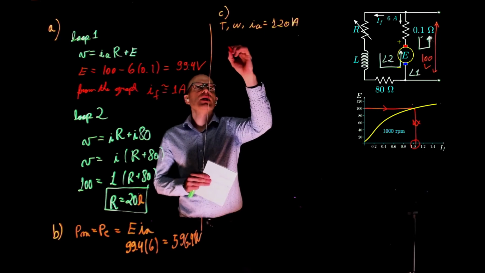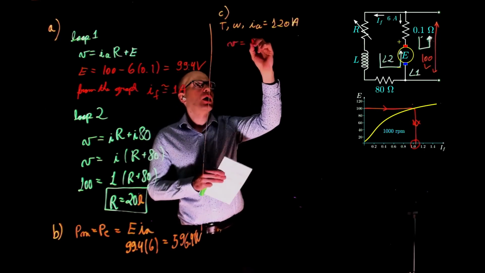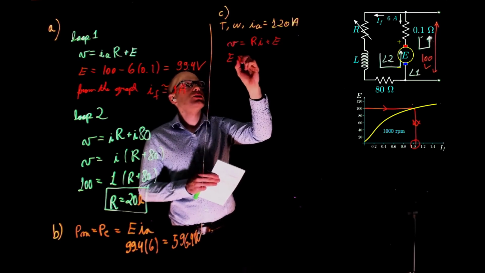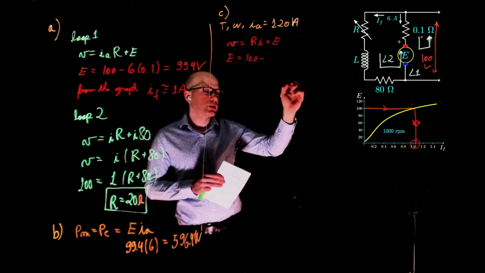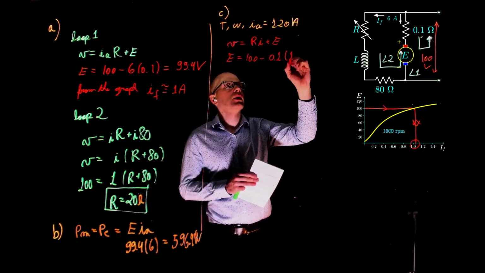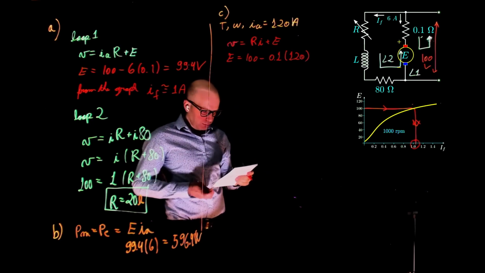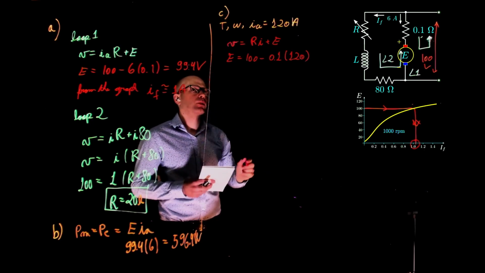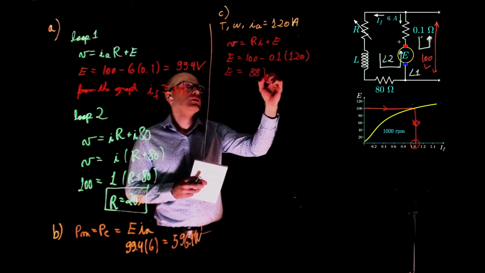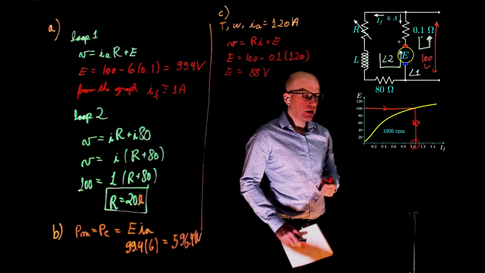The new E is from the same equation, V equals RI plus E. E equals 100 minus 0.1 times 120, which gives 88 volts. 88 volts. Okay.